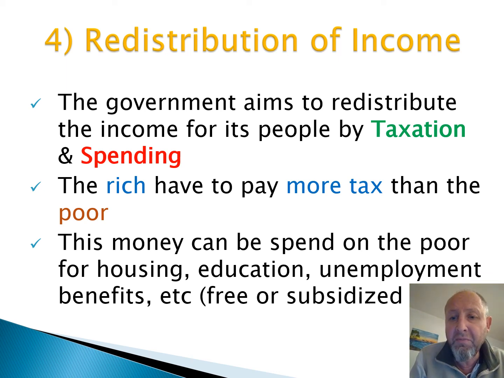Now, the idea of redistribution of income is taking the income in the form of taxation from the people who can afford to pay the tax and then spending it. Generally speaking, the rich will have to pay more tax than the poor. This is called progressive taxation, which we will meet later. It's an arguable concept, but in terms of a fair society, generally speaking, there should be some element of redistribution of income.